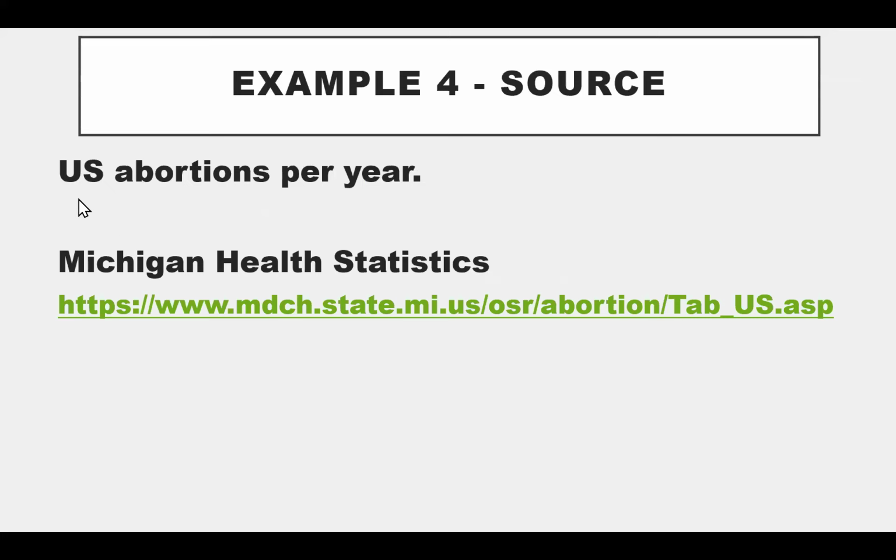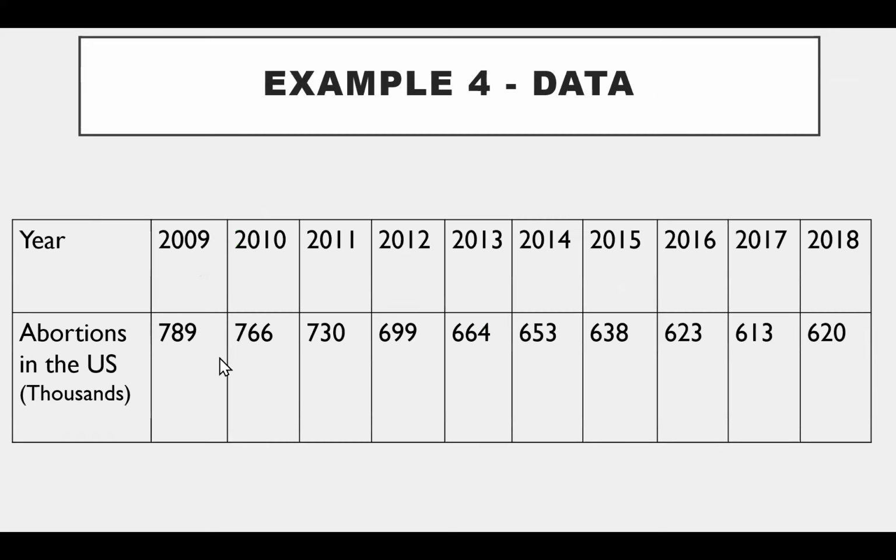Here's an example of the number of abortions in the US per year. And this comes from the Michigan Health Statistics, the state data. So if you look at the number of abortions per year from 2009 to 2018, you get this.